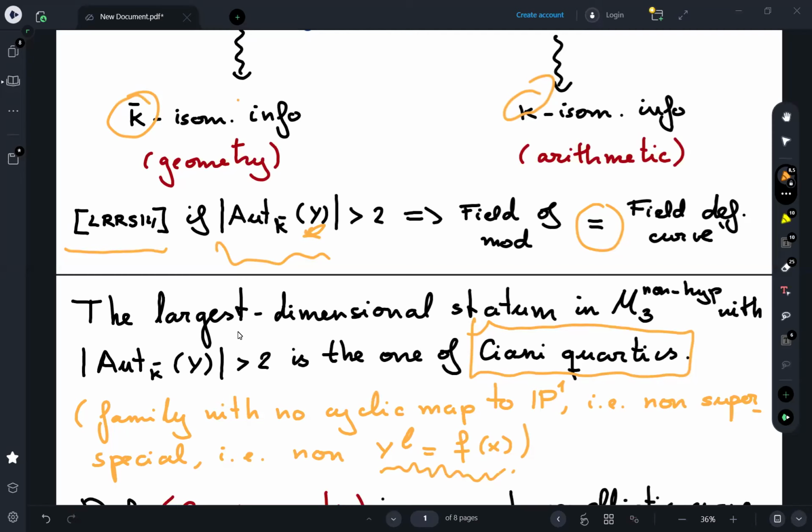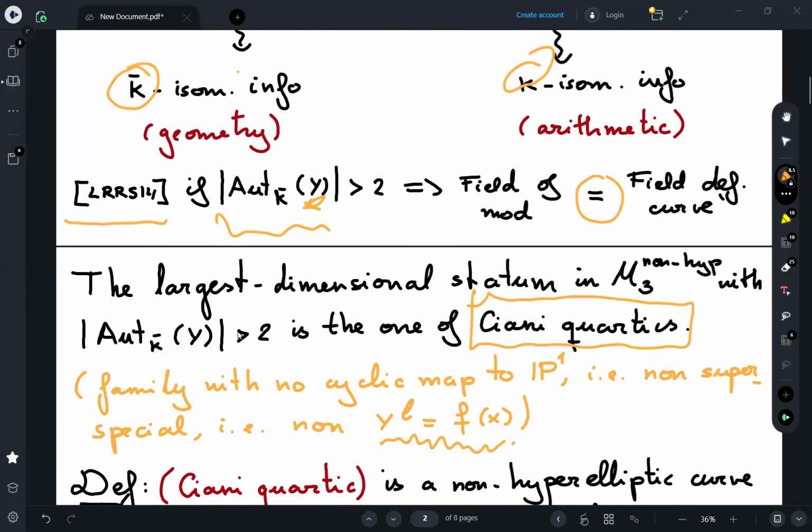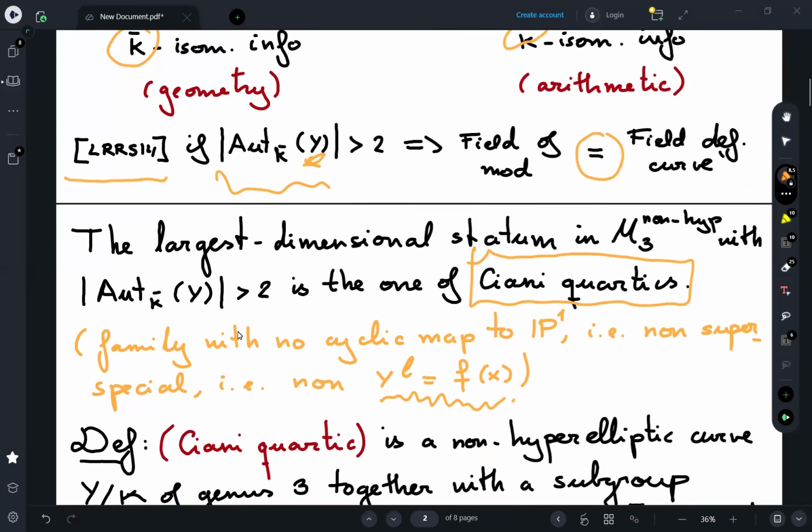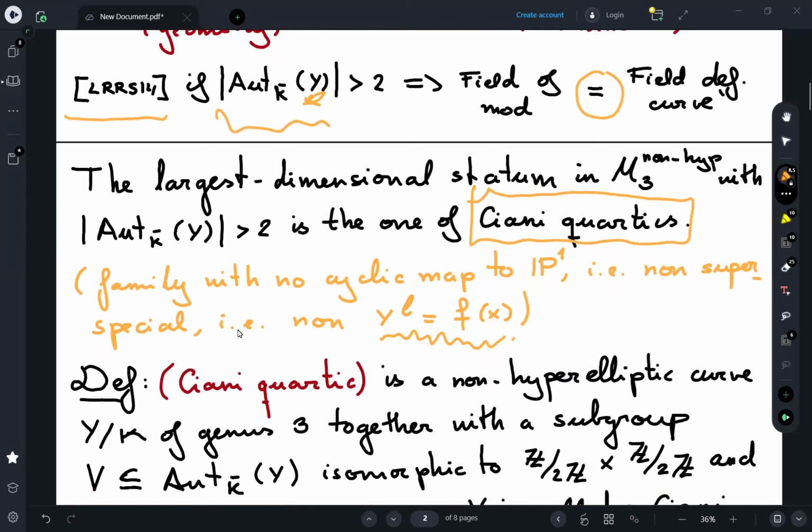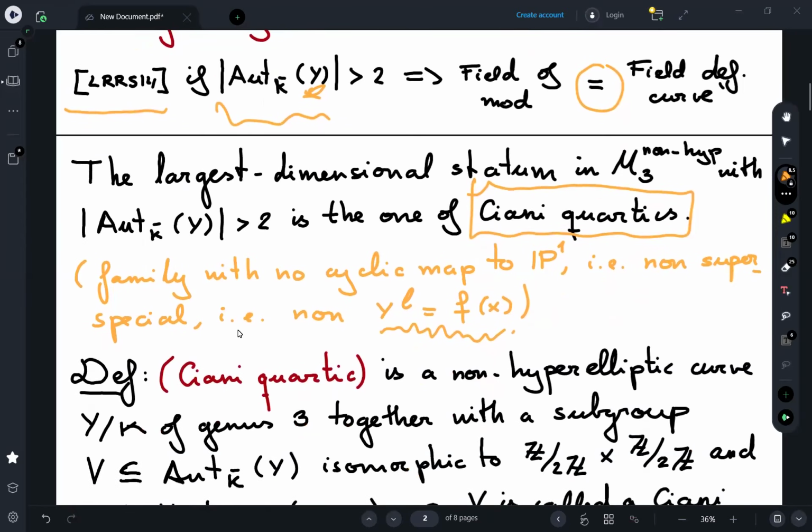And this makes them really special, because I'm going to tell you now more things about Ciani quartics. Basically, they are the first curves for which we have some results and that don't have a cyclic map to P1. Okay, so now I can give you the definition. After speaking for a long time, I can present you the object, the family of curves that I'm interested in and that I want to discuss today.